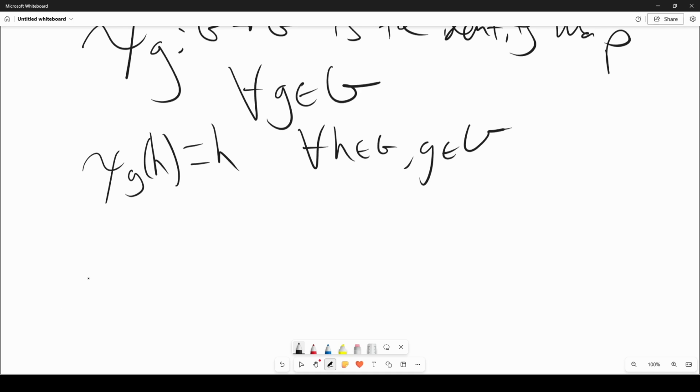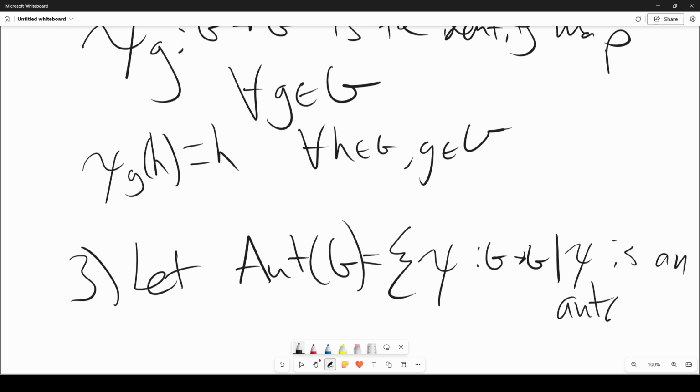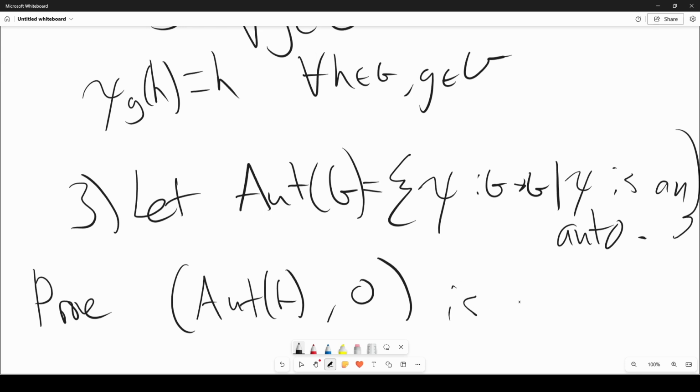Then the third exercise, which might be the hardest, is we're going to find a new set, which is called Aut of G, which is going to be the set of all the automorphisms of G. So this is all those maps psi from G to G, such that psi is an automorphism. Prove that the group, or I should say the set, Aut of G with the composition operator is a group.